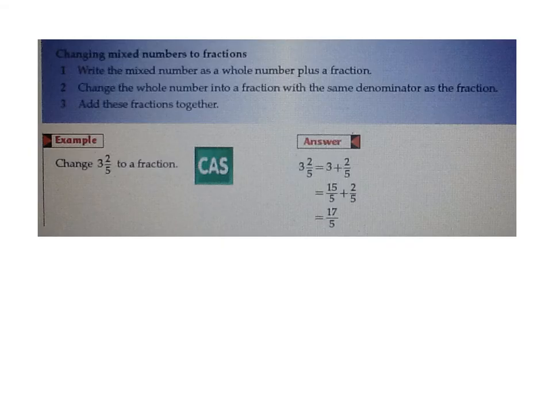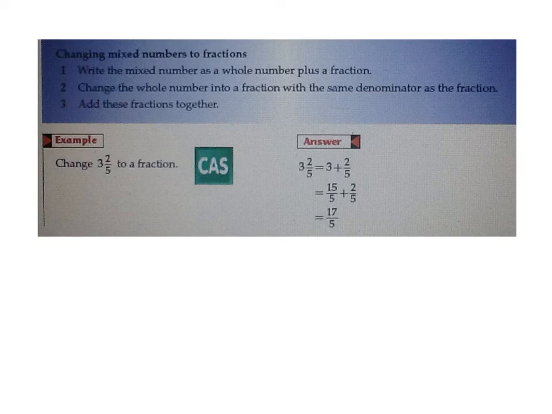Here is a strategy to change mixed numbers to fractions. And it explains there to you step 1, write the mixed number as a whole number plus a fraction. The second step, change the whole number into a fraction with the same denominator as the fraction. The third step, add these fractions together. So there is an example, change 3 2/5 into a fraction. On the right hand side you can see how it happens.